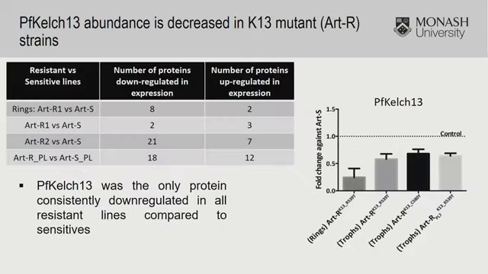But at the end of this, across, I think, 13 or 14 independent experiments, there was only one protein that was significantly different across all of these, and that was actually K13 itself. So in the ring stages and in each of the troph stages, you see a roughly twofold downregulation of K13 protein in these K13 mutant lines.